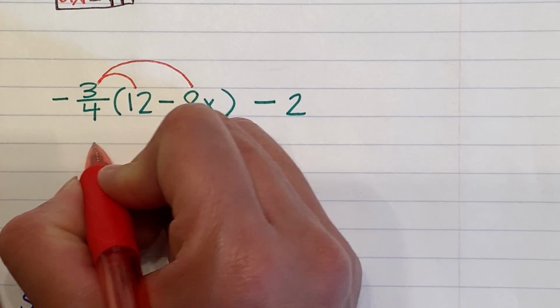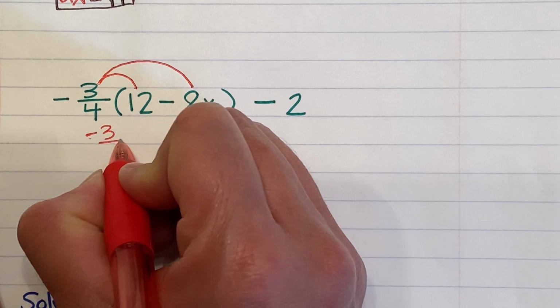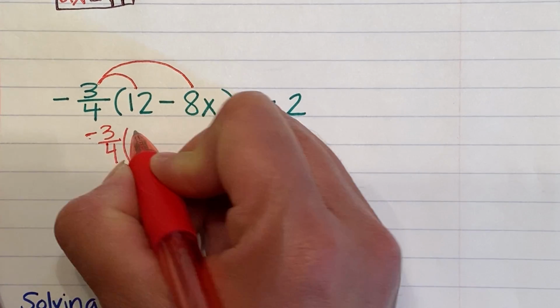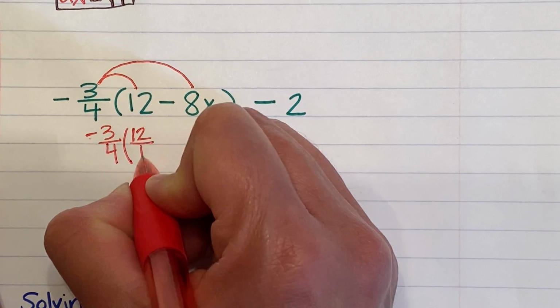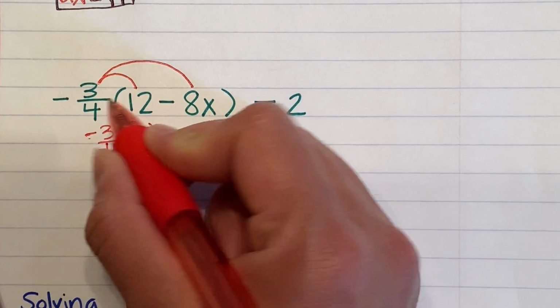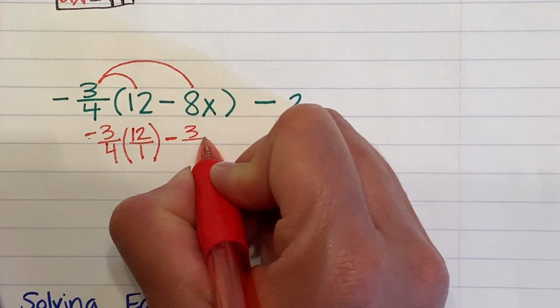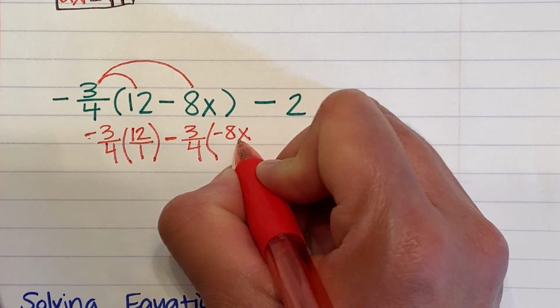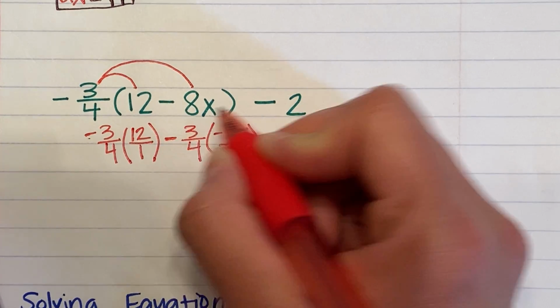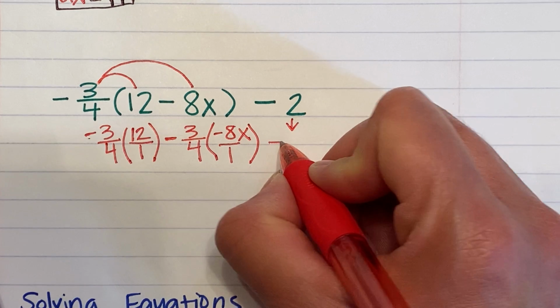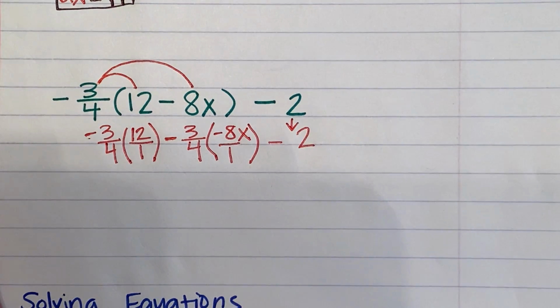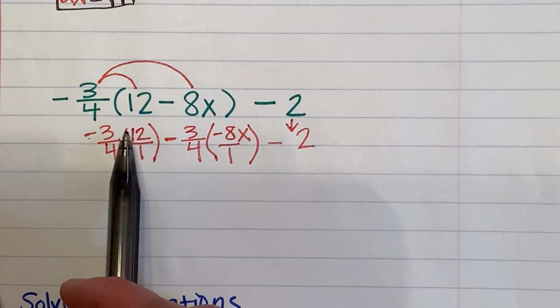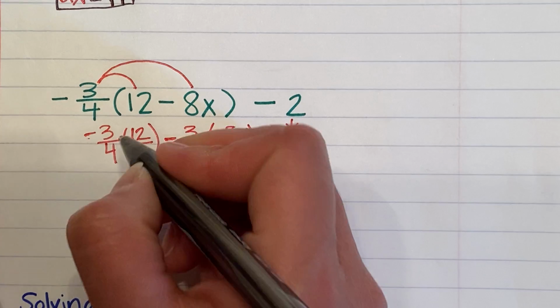So when I multiply, I'm going to show my work. I'm going to take negative 3/4 and I'm going to multiply it with a positive 12 over 1. Then I'm going to take that negative 3/4 again, and I'm going to multiply it with a negative 8x over 1. These are whole numbers over 1. I'm just going to bring that minus 2 down, and I'm not going to do anything with it just yet. Now I'm going to multiply these fractions straight across, numerator with numerator, denominator with denominator.